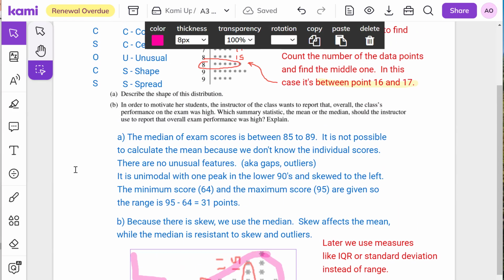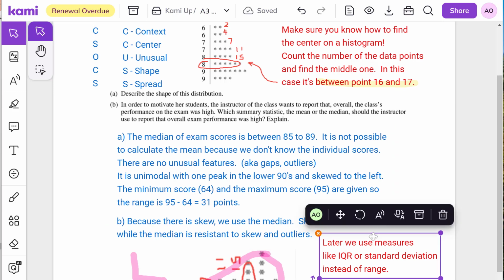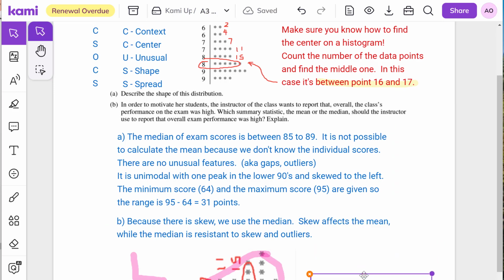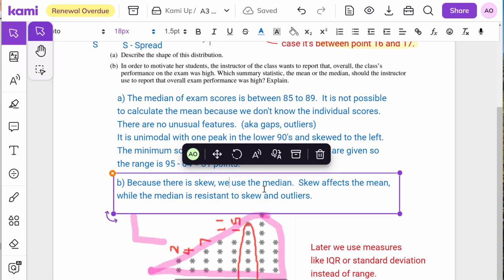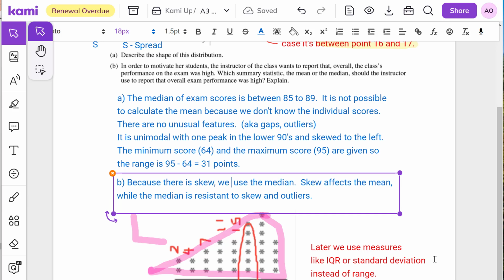Then they ask, in order to motivate her students, the instructor of the class wants to report that overall the class's performance on the exam was high. Which summary statistic, the mean or the median, should the instructor use to explain that the overall performance on the exam was high? Well, first of all, I'm going to change my answer here because I read it more carefully. These are side notes. Because there is skew, we should generally use the median.